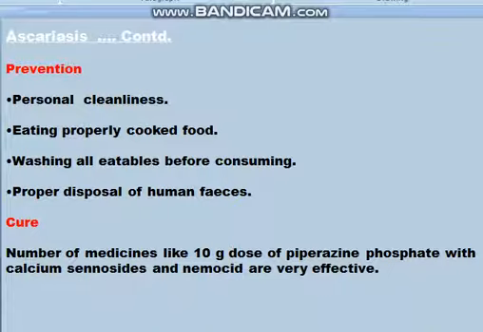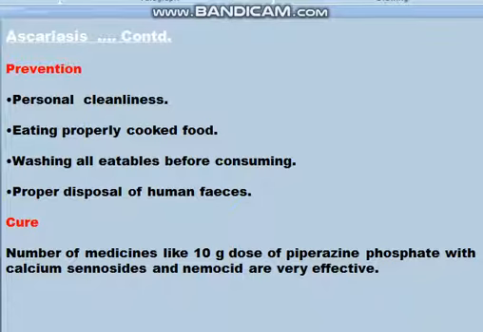And how is it cured? Once we get the infection of ascariasis, a number of medicines like a 10-gram dose of piperazine or phosphate with calcium cinoside and nemocide are very effective. These are certain medicines which are given to the patient suffering from ascariasis to cure them, and this is the treatment for ascariasis.